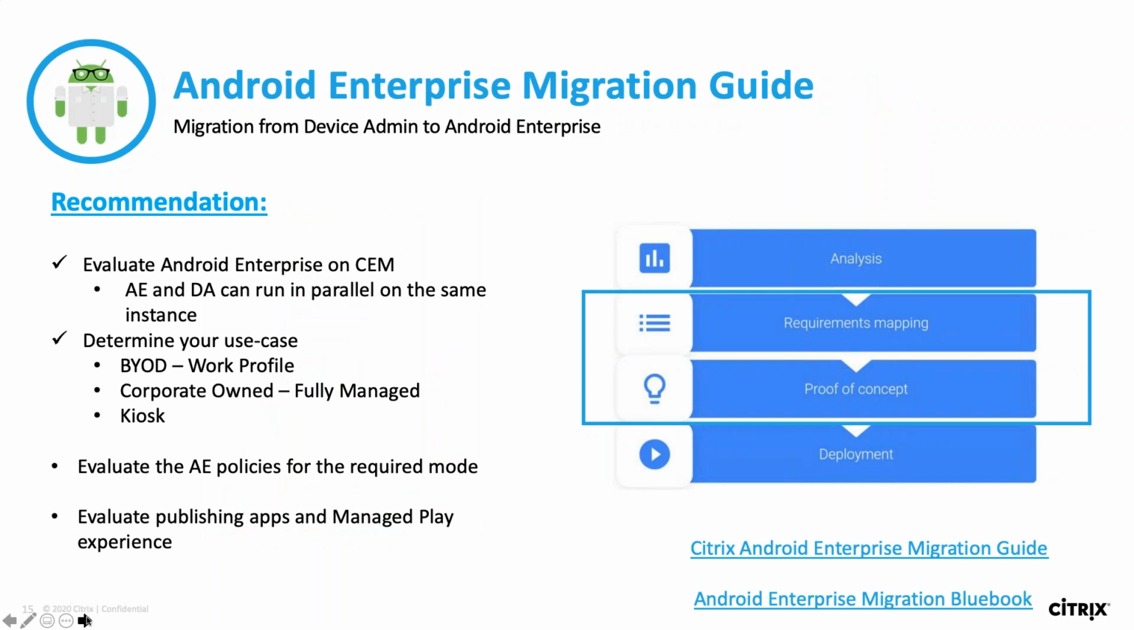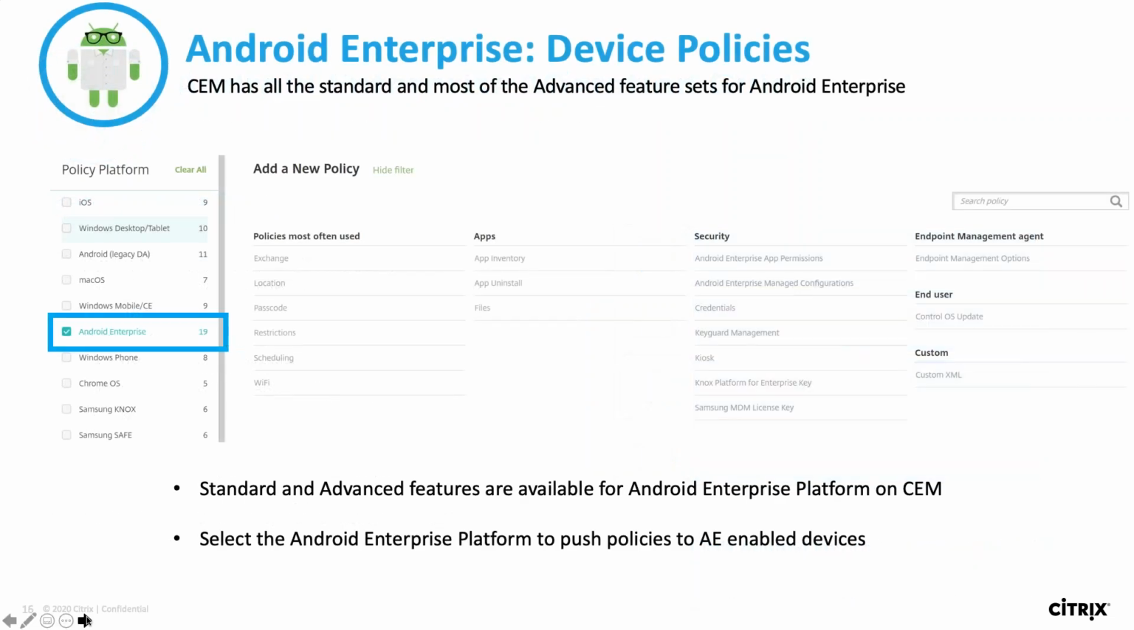All right, so once you have done that, now you've determined what your use case is. The next step is to see how, as an admin, you are going to configure these policies or do the app management, and especially the managed Play experience, right? So let's start with all the device policies. One thing to note is we have a platform, which is Android Enterprise, as you can see highlighted there. Make sure you select that as your platform, and you have a whole list of policies out there.